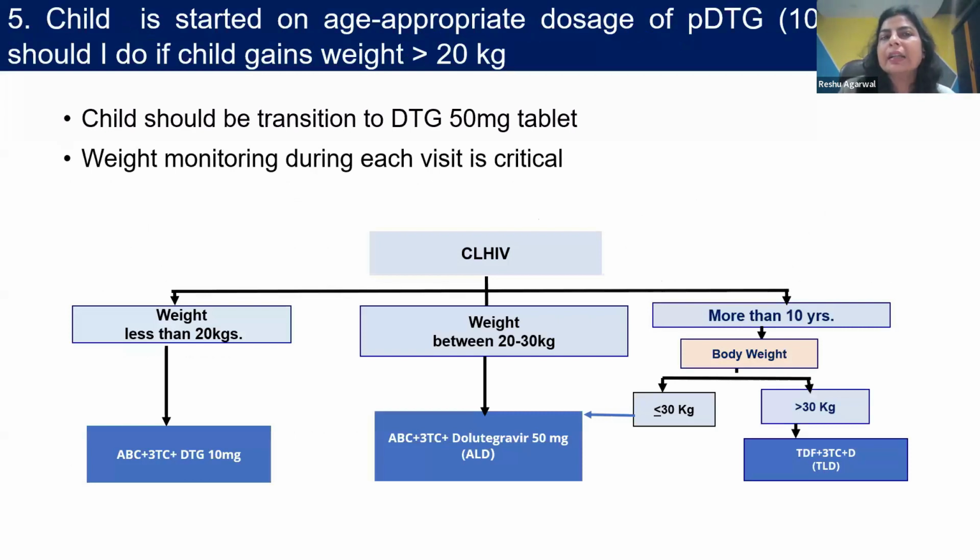If a child is started on an age-appropriate dosage of pediatric DTG, that is 10 milligram, what should I do if the child gains weight more than 20 kg? In such cases, we will shift the child to a dolutegravir 50 milligram tablet. From this chart, you can see that if the child has a weight less than 20 kg, we will give an age-appropriate dose of DTG 10 milligram. But if the weight increases to more than 20 kg, then we will shift the child to the DTG 50 milligram tablet.